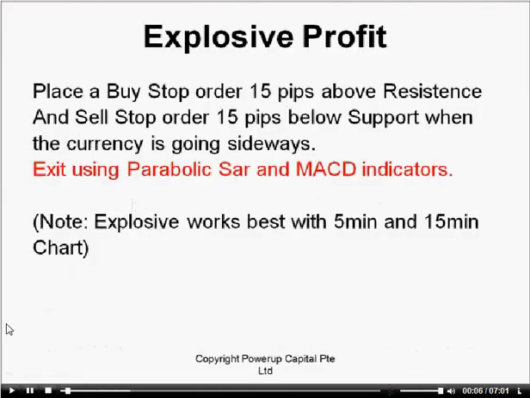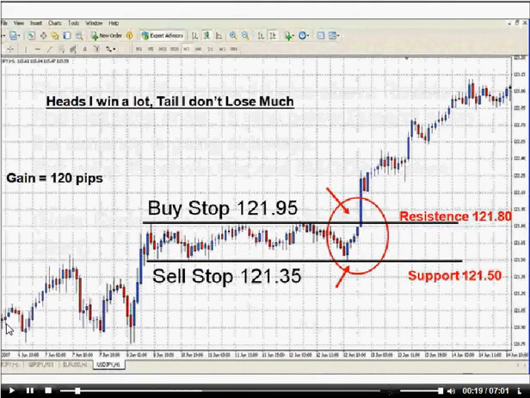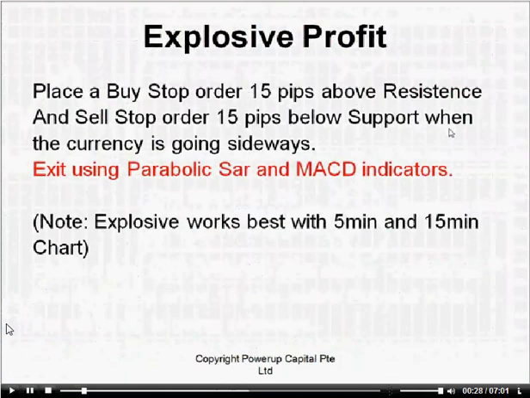Alright, now let's learn about the PIP Breakout Explosive Profit technique. In this technique, essentially, we are trying to spot whether the currency is going to break out on the upside or on the downside. For example, over here, you can see the currency is going sideways and then suddenly there's a breakout on the upside. This technique works best with 5-minute and 15-minute charts.